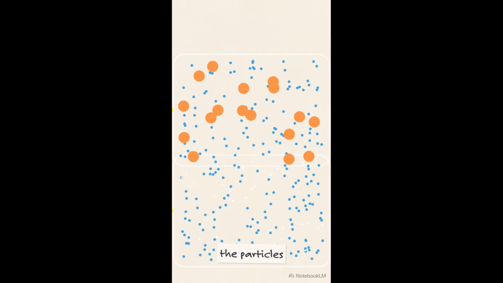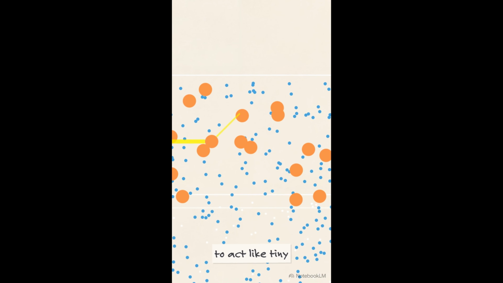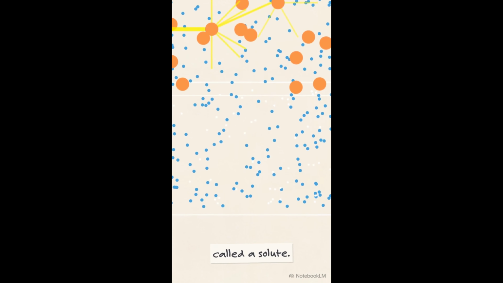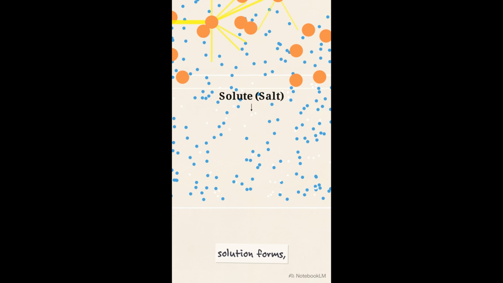In the glowing glass, the particles remain large enough to act like tiny mirrors, physically blocking and scattering the light in all directions. That dissolved substance is called a solute. But when a true aqueous solution forms, like our salt water, those particles become fundamentally too small to reflect light. The beam passes straight through without hitting a single thing to scatter off of.